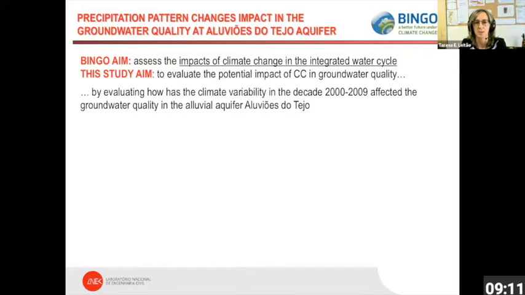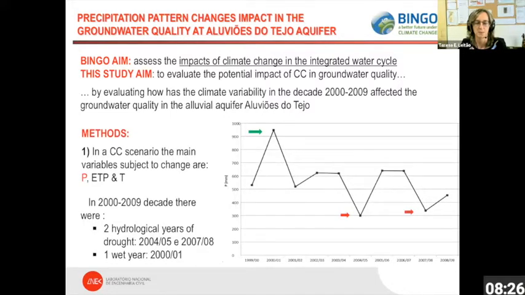This project's aim generally was to assess the impacts of climate change on the integrated water cycle. But in the study that I'm presenting now, our aim was to evaluate the potential impact of climate change on groundwater quality. And we did that by evaluating the past. I mean, we were analyzing how climate variability in the past has affected groundwater quality in an alluvial aquifer. So instead of making projections like we just saw, we were trying to see what happened in the past.